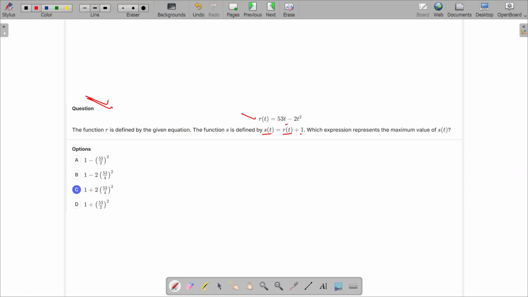Can I plug in the value of r of t here? Yes. So I'll get a function: 53t minus 2t square plus 1. Now I got an equation. They are asking me to find out the maximum value of s of t. You know it's a quadratic, so I'll get a parabola. Let's check it out.